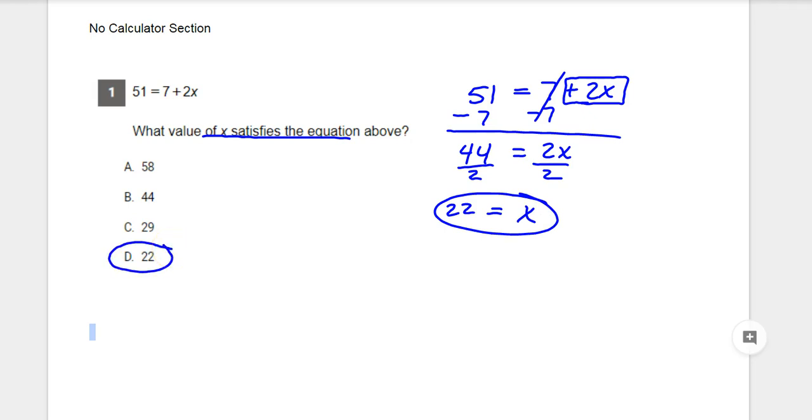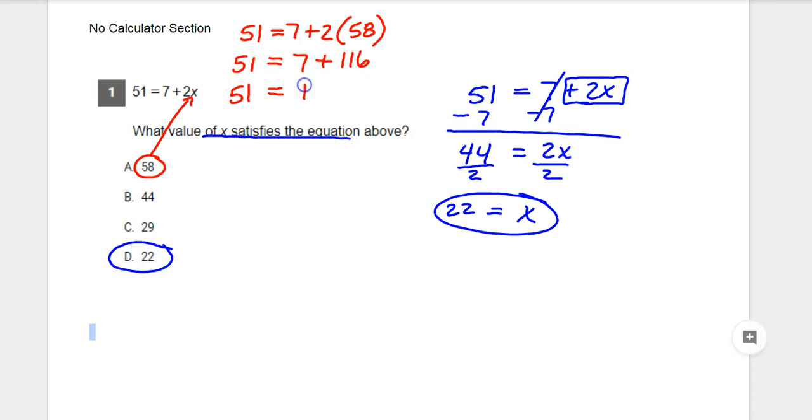An alternative method, if your algebra is not so good, which I definitely suggest you brush up on and get good at it, but if you're not, another way you could do is plug answers in. So for instance, you could just take 58 and plug it in for x, and you'd have 51 equals 7 plus 2 times 58. And when you multiplied this out, you would have a false statement. 51 equals 7 plus 116, which would come out to be 51 equals 123, which is not true. So it does not satisfy the equation. So this one would be out. And then I would move on down the road.